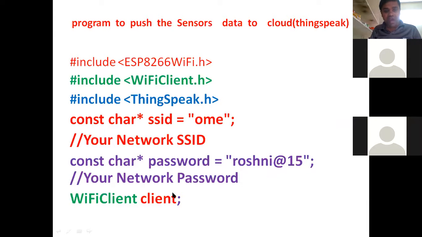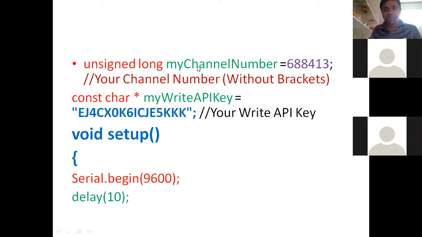Next, WiFiClient and client class. There is a client, and a client class is there. There is a channel number. Unsigned long myChannelNumber equals 718583. You can set that channel number. Next, the write API key and read API key are also required.